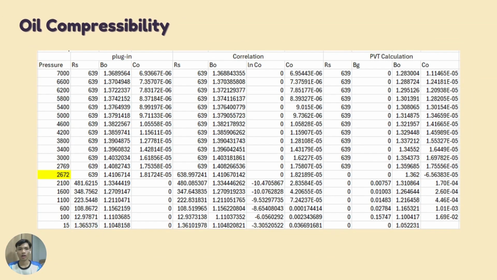And then for the oil compressibility, we need to calculate it accordingly, which is plug-in, correlation, and also PVT calculation. For the plug-in, just key in the formula in Excel, and then we will get this value. For the correlation, we need to use two different formulas for above bubble point and below bubble point, and then we will get this value. And for the PVT calculation, we need to use the PVT analysis formula as stated in the SPE text, then plug in all the values, and we will get this answer as stated here.